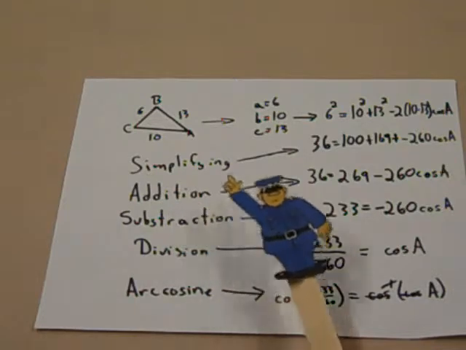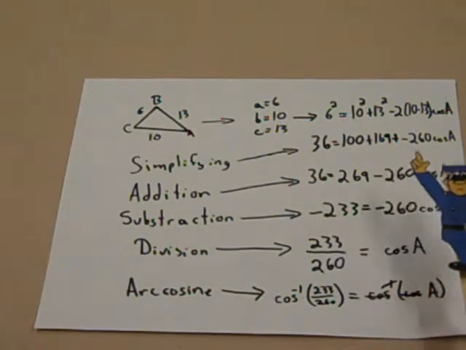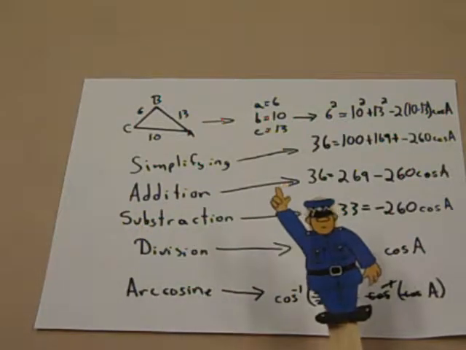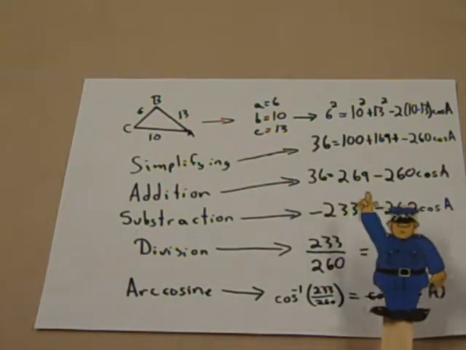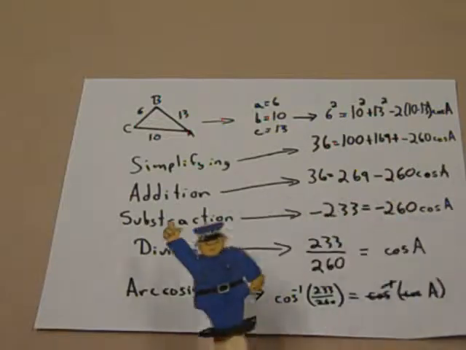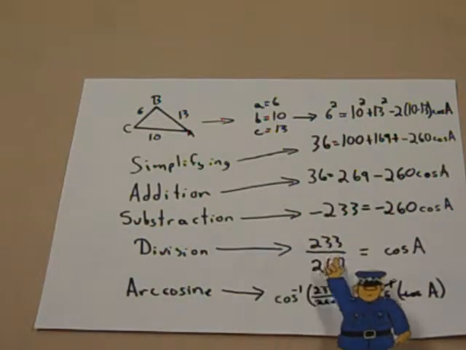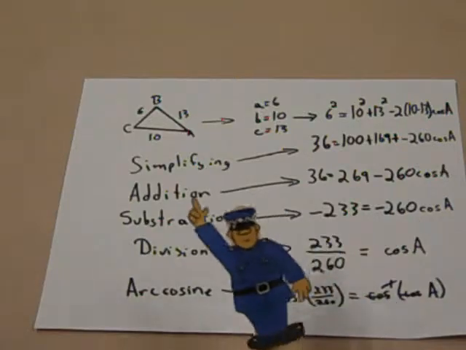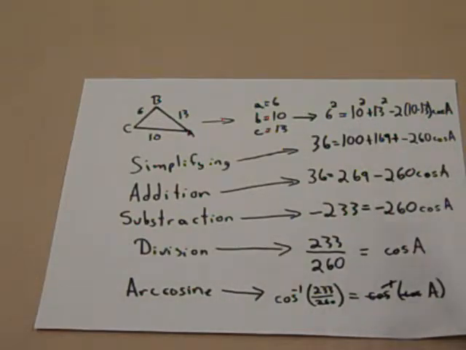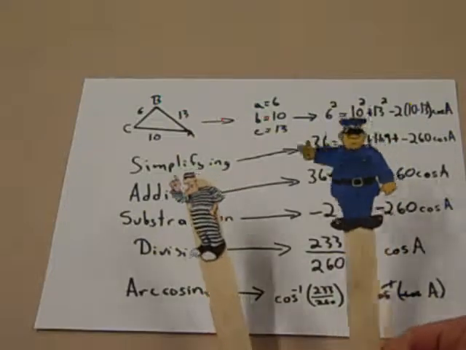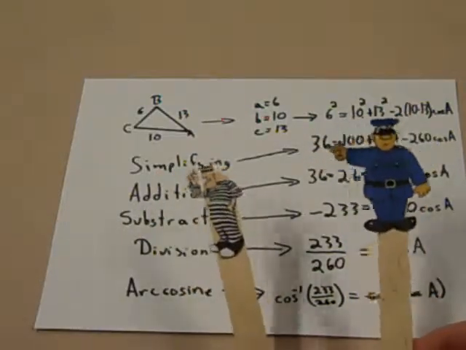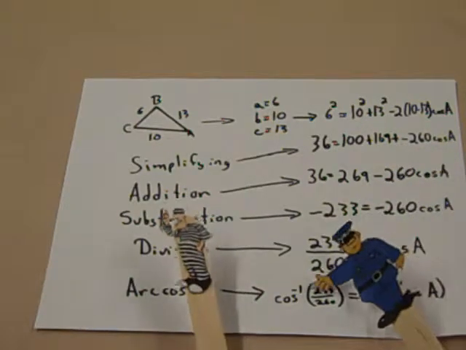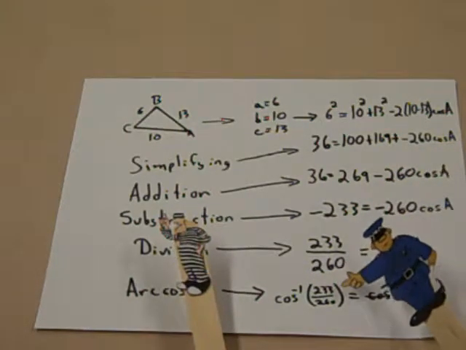With some more addition, we have that 36 equals 269 minus 260 cosine A. Next, we can find that negative 233 equals negative 260 cosine A. Finally, by dividing, we get that 233 divided by 260 equals cosine A. Use the law of cosines to solve the rest. Is that all? I'll cover from here. We just got a little more to go. Now, by taking the arc cosine of everything, we can find angle A to be arc cosine of 233 over 260.